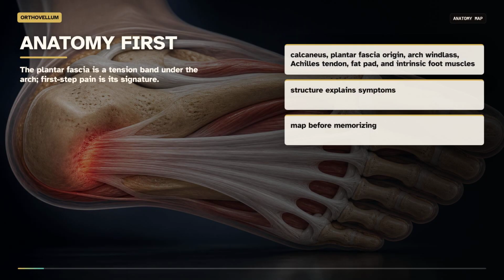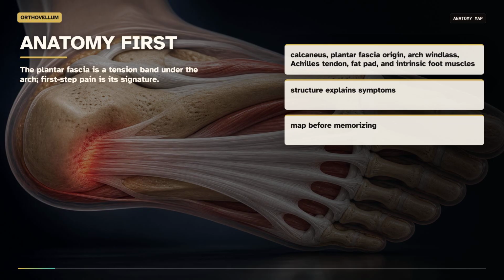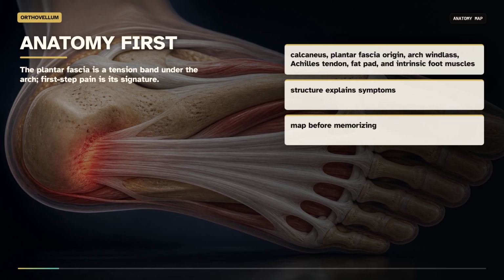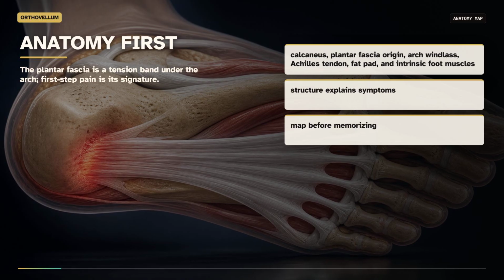Start with the anatomy. For plantar fasciitis, the important structures are calcaneus, plantar fascia origin, arch windlass, Achilles tendon, fat pad, and intrinsic foot muscles. Do not memorize the picture as a list. Ask what each structure is trying to do when the person moves.